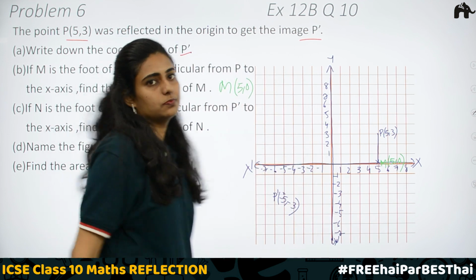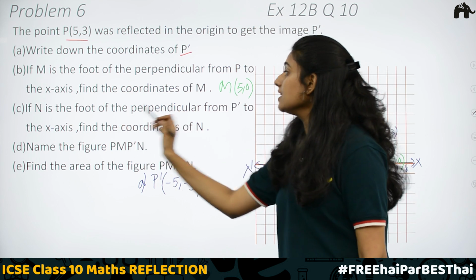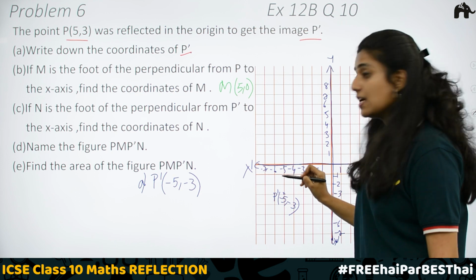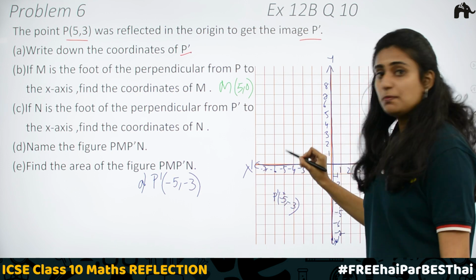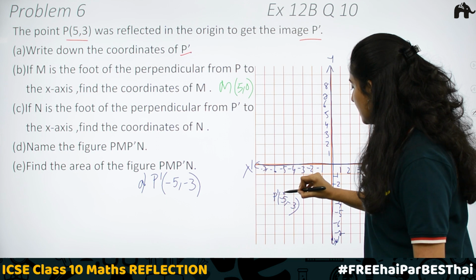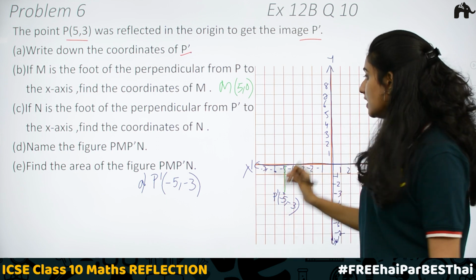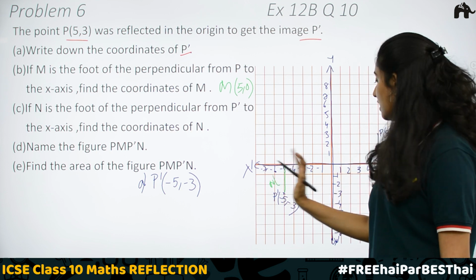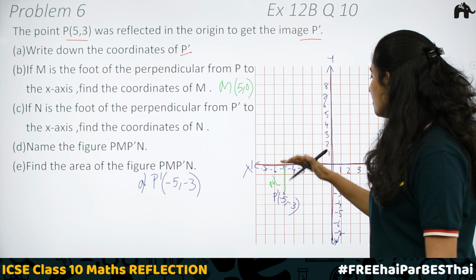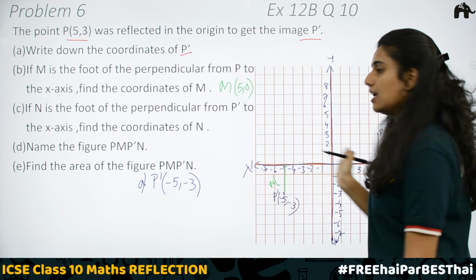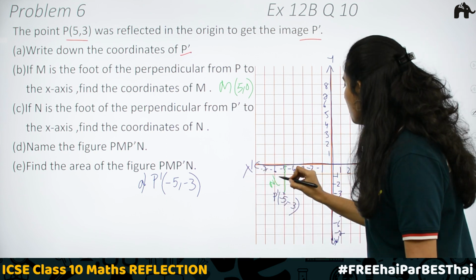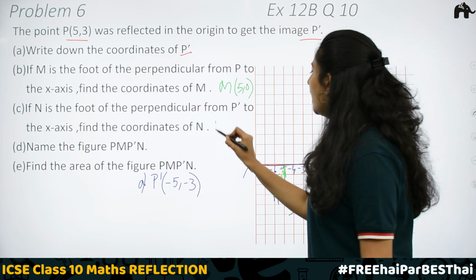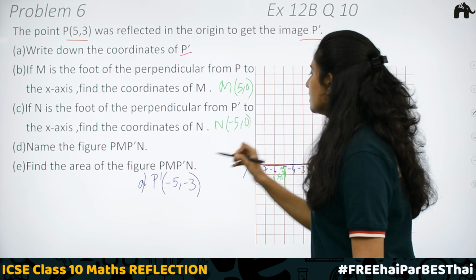Okay. Next, if N is the foot of the perpendicular from P dash to the x-axis. Here we have P dash. From P dash, we have to draw a line perpendicular to the x-axis. This is the line. We'll mark the point N. The coordinates are -5 along the x-axis. The y coordinate is 0 because this is the x-axis. Along the x-axis, we know the y coordinate is 0. N is (-5, 0).